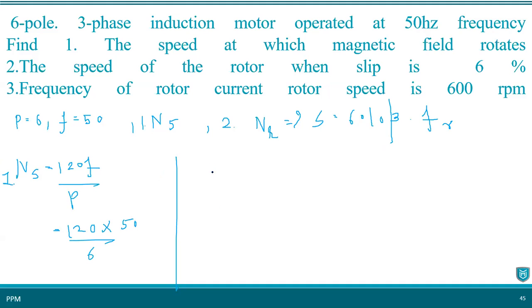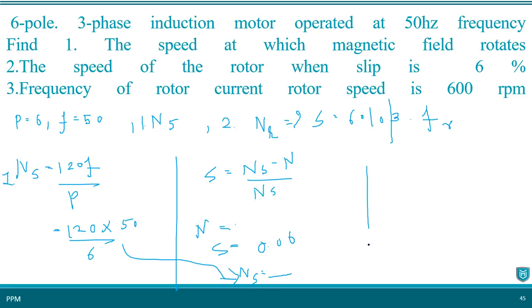Then S is equal to (Ns minus N) upon Ns, where you are supposed to find out the N, and S is given to you, that is 6%, so it's 0.06. The synchronous speed Ns is already given to you. You will get it from here. So find out the N. And third, you need to find out the FR.